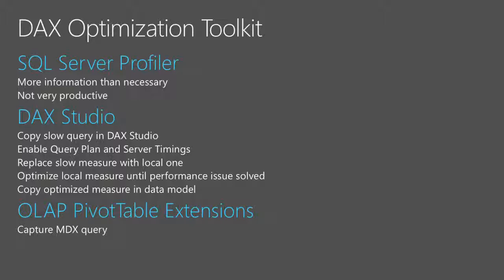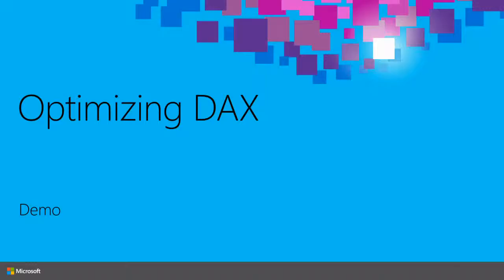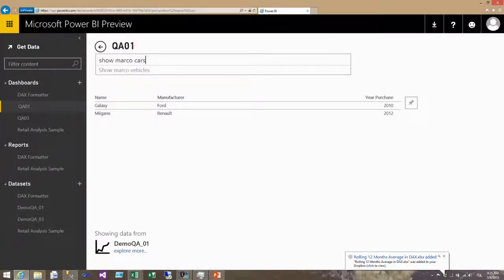Another interesting tool that I will show you is the OLAP pivot table extension. Because in reality, even if you create a tabular model or a Power Pivot model, most of the time you will still use a pivot table in Excel to query this model, and the pivot table generates a query in MDX. So it could be nice if I can grab the query generated by Excel in order to quickly analyze my performance. So let me show you what the tools are and how we can use these tools to analyze the performance.